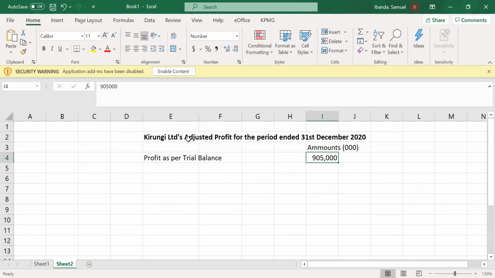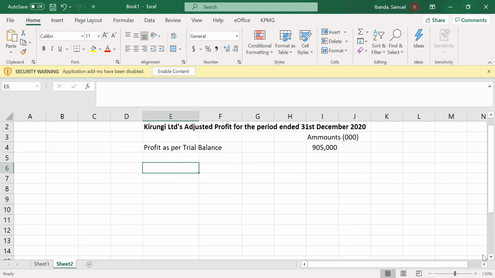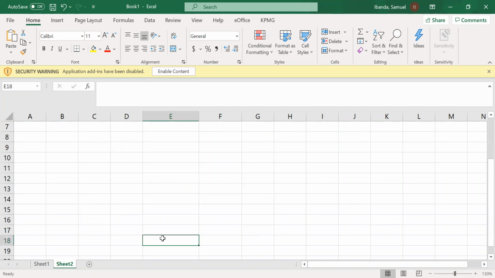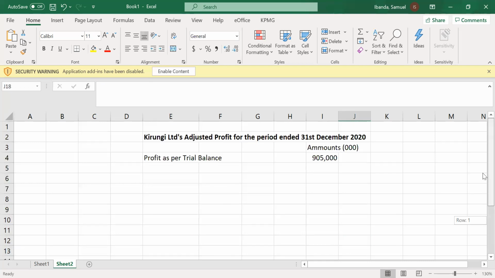Now, as you calculate, because this is adjusted profit, you're going to have items you're going to less, and items that you're going to add based on the effect. At the end of the day, you should be able to get to an adjusted profit for the period that we are yet to find right there. So this is the profit.